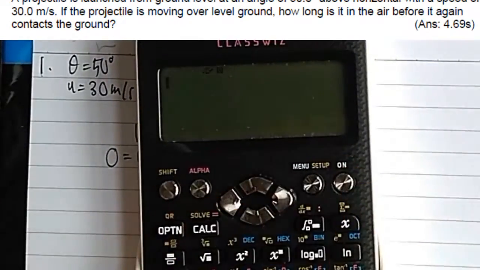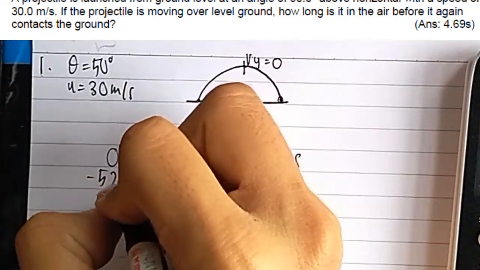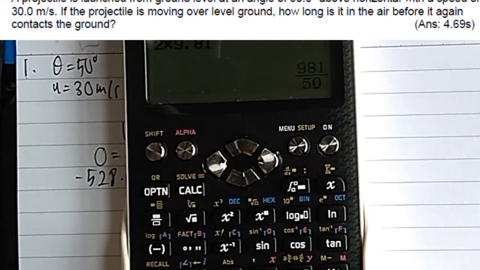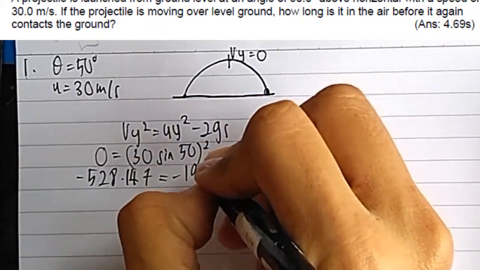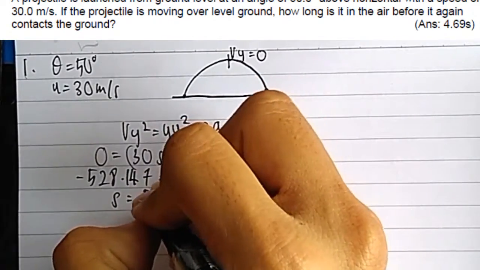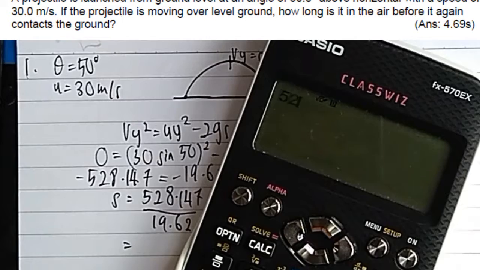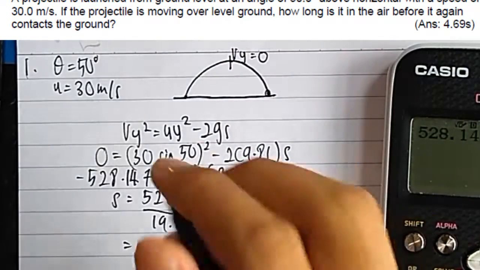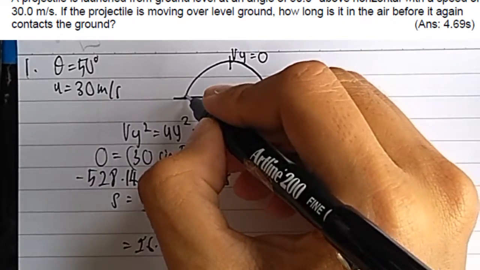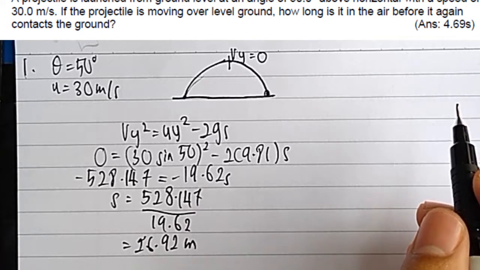So 30 sine 50 squared answer is equal to 588.1417, negative 588.1417 equals to 2 times 9.81 is equal to 19.62, negative 19.62 s. So the s is equal to, we move 19.62 to the left hand side, 588.147 equals to 19.62 s, 588.147 divided by 19.62, we get 26.92 meter. So this is the distance from the initial position to the maximum height, which will have the time taken of half of the motion.